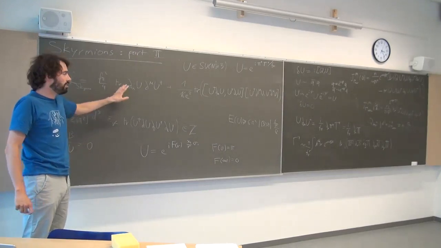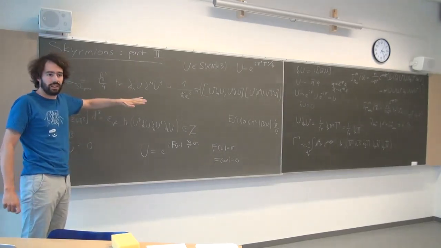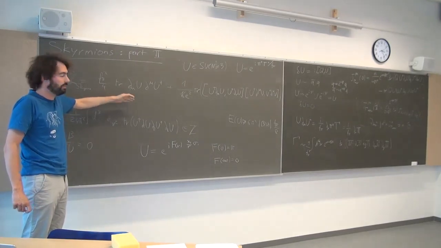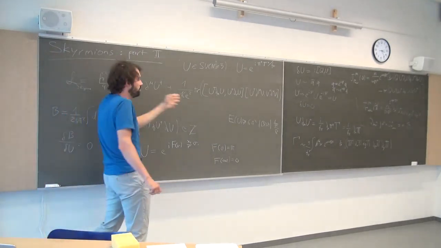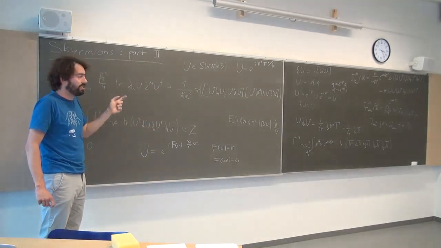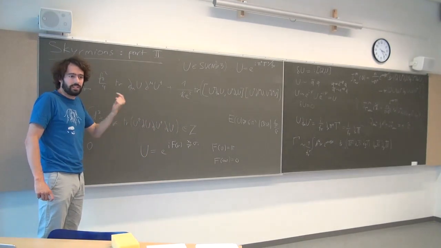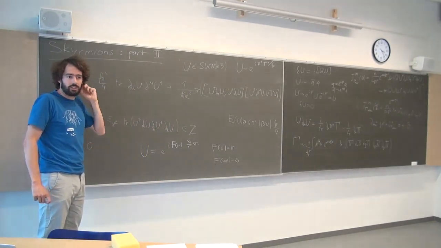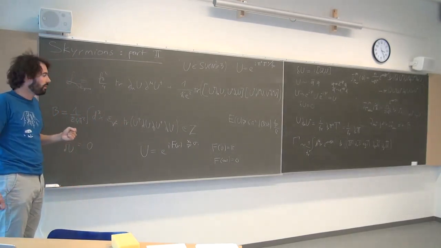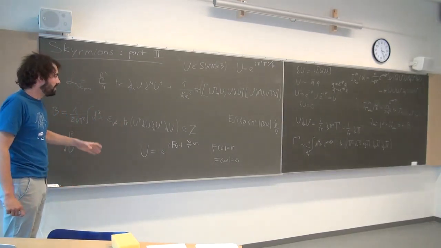So you have a theory only of mesons where you don't see at all that you have a baryon number symmetry, but it's there. Why you don't see it is because U does not transform at all under this. But by writing this non-local term, you recover that this symmetry is there, and the charge of this symmetry is just the winding number.